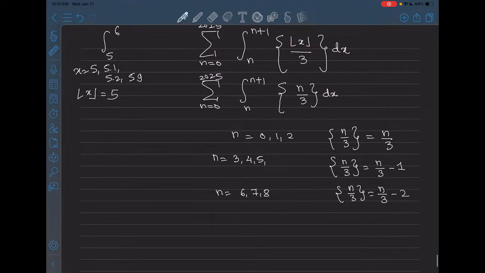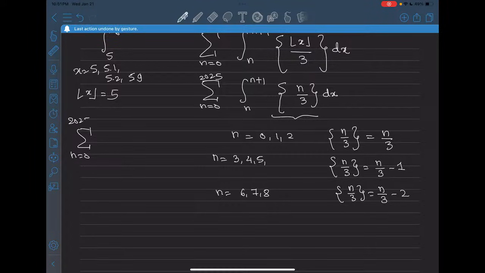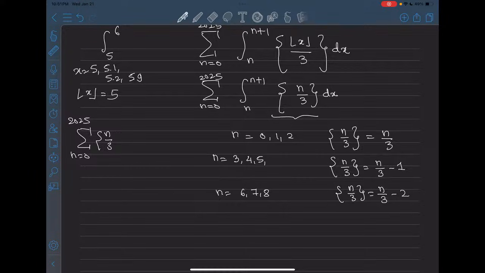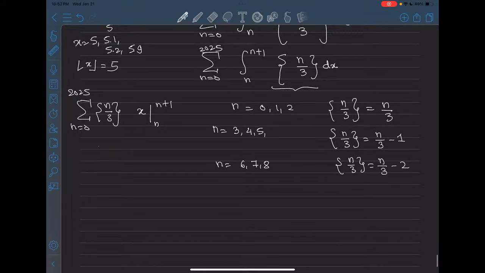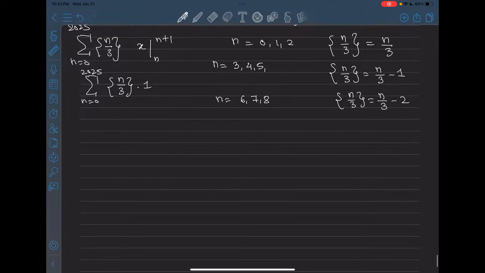Also one thing, guys, I just noticed is that this thing is actually a constant, right? So I can just bring that out of the integral. Okay, if I bring that out of the integral, what I have is just the integral of 1 dx, which is just x from n to n plus 1, and this is just 1, right? So the sum from n equals 0 to 2025 of the fractional part of n over 3, because that thing is just 1.